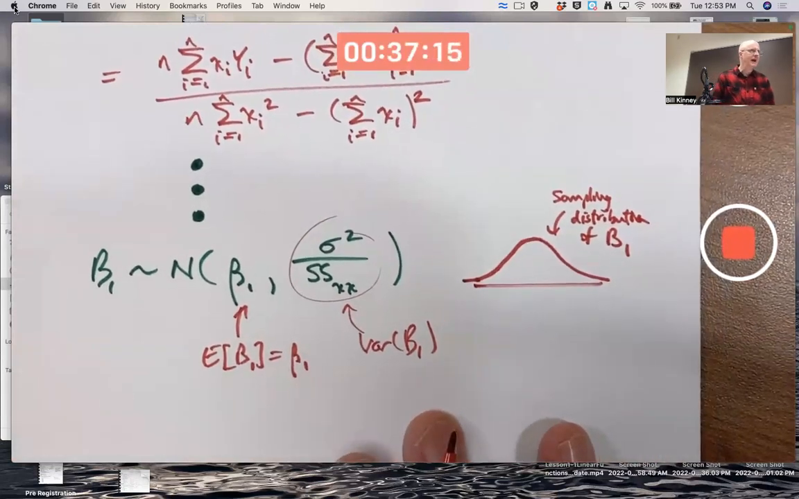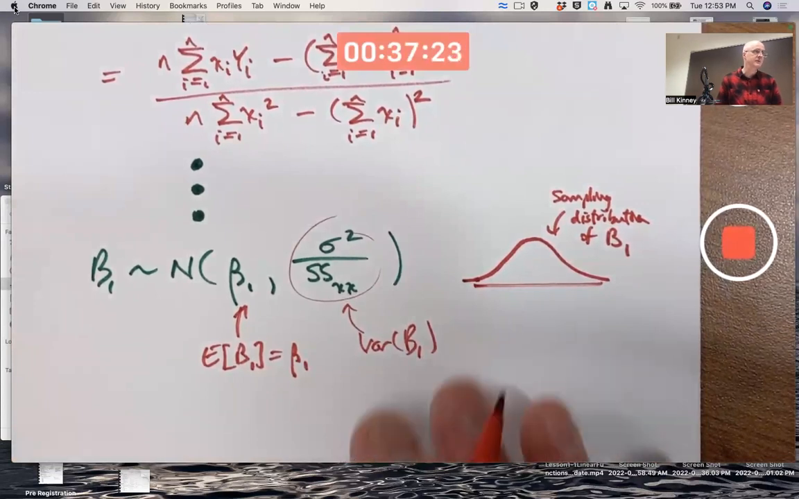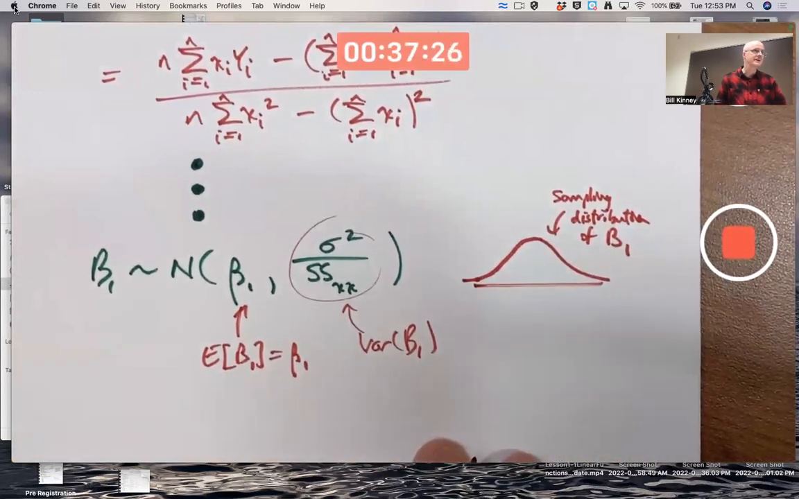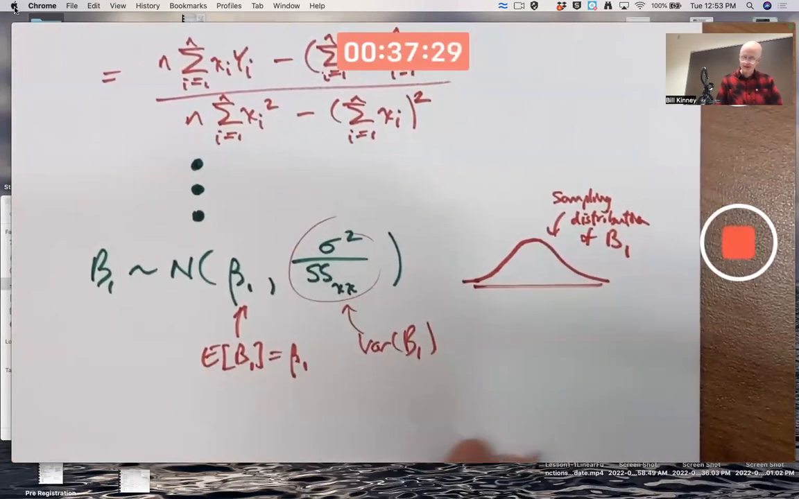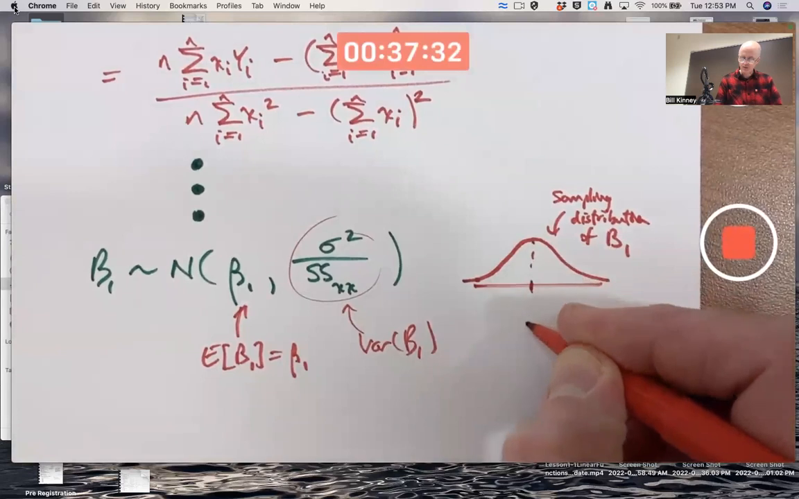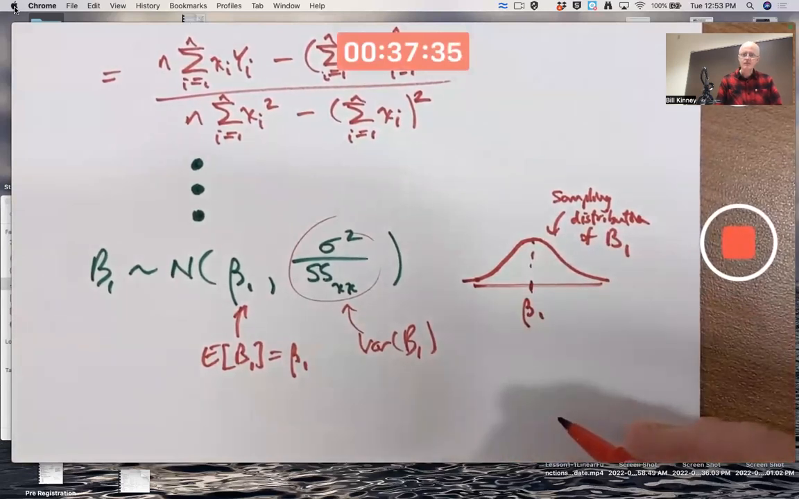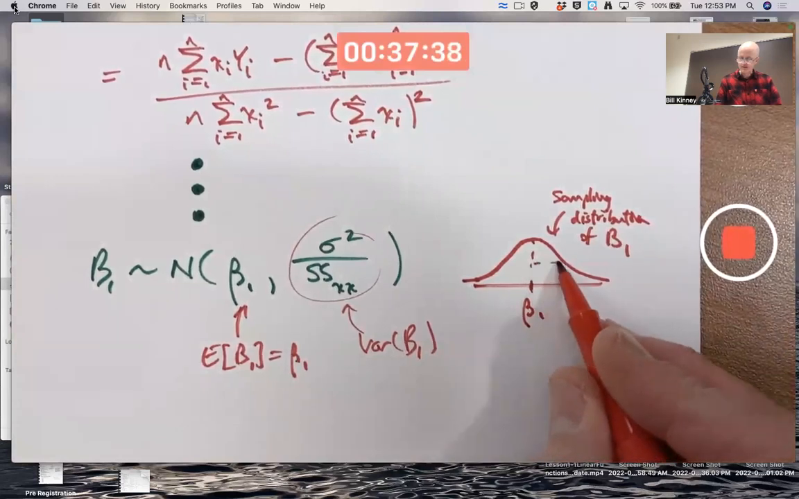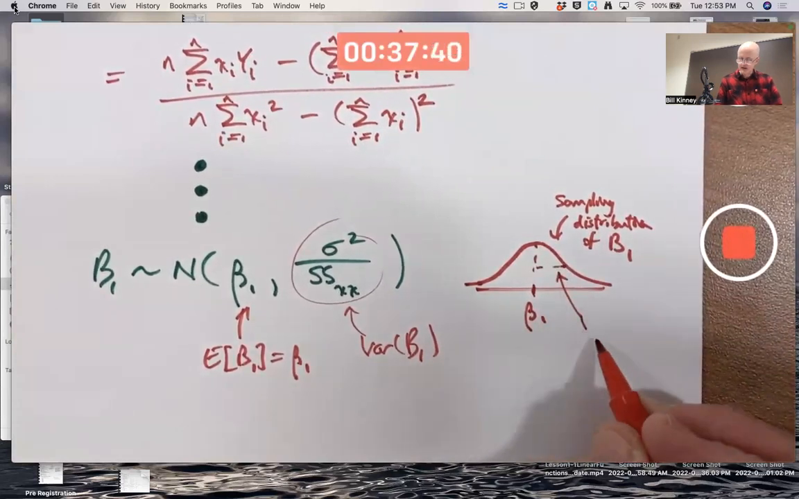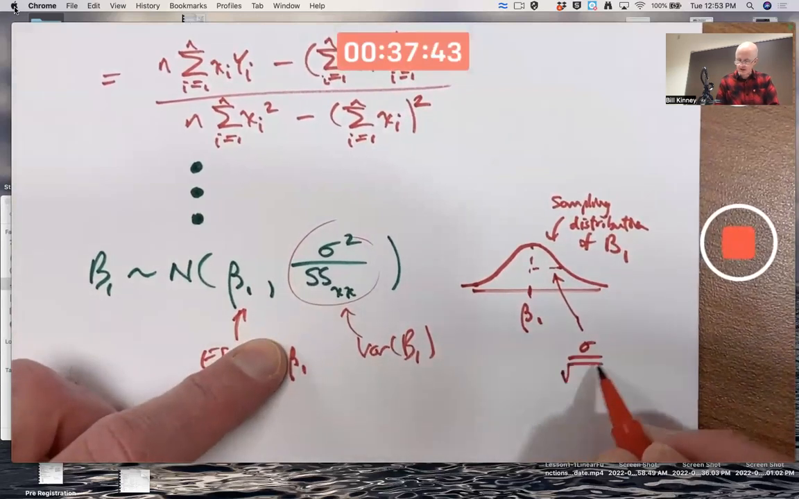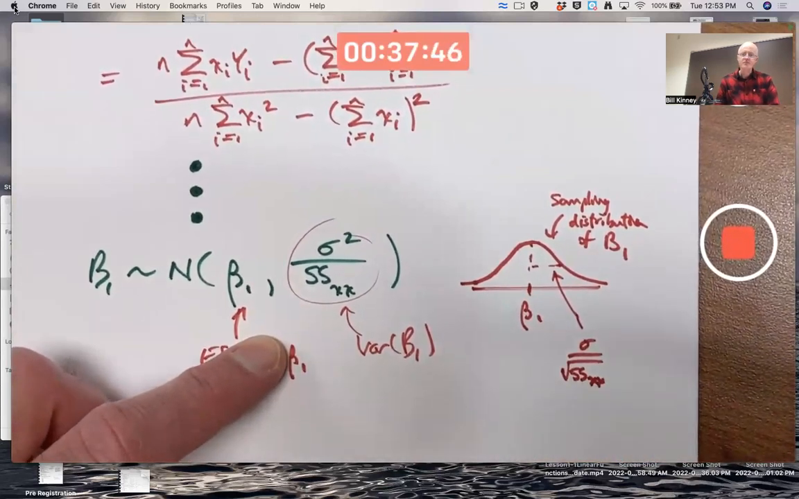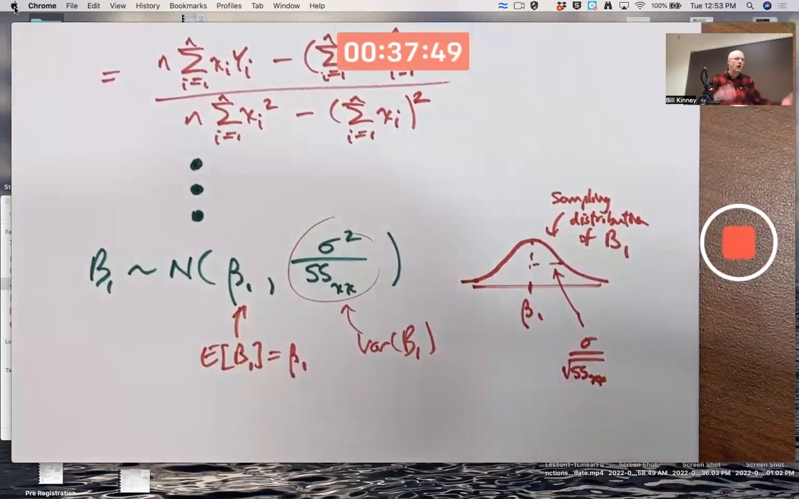Don't say sampling distribution of beta 1. That doesn't make any sense. Beta 1's a fixed number. Capital B1's a statistic, which is a random variable. It's got a distribution. We call it a sampling distribution because it comes from samples. It's normal, centered on beta 1 with a certain amount of spread. Standard deviation is the square root of this, sigma over square root of SSXX. Again, not that we know what these numbers are. We don't know what beta 1 is typically, and we don't know what sigma is typically. With the simulation, I'm just pretending I know them.